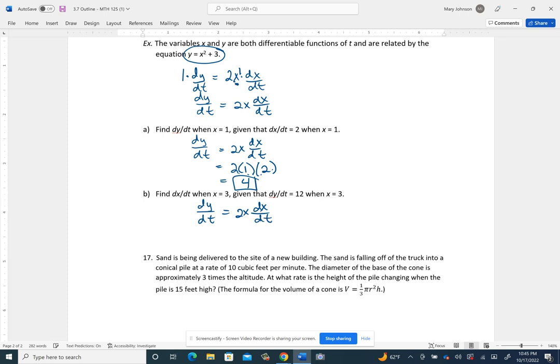Okay. But then what we know here is that dy/dt is 12 when x equals 3. So you plug that in, and see, up here the unknown was on this side. On this one, the thing I'm looking for, the unknown, is on that side. So I'm going to have to use a little more algebra than I did on the other one. That would be 6 dx/dt. Okay. And I want to get that dx/dt by itself, so I'm going to divide by 6 on both sides. And that gives me that dx/dt would be 2. So the answer to the question would be 2.